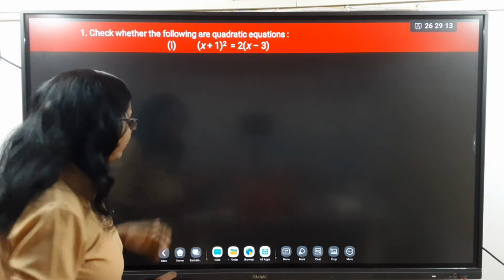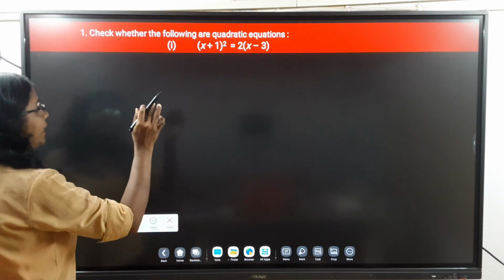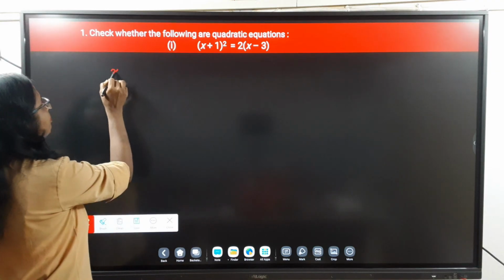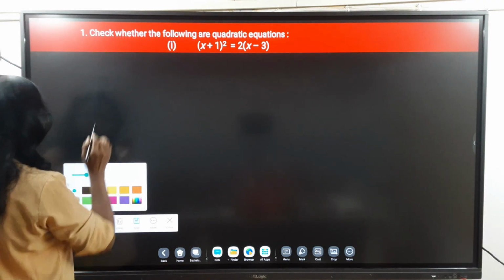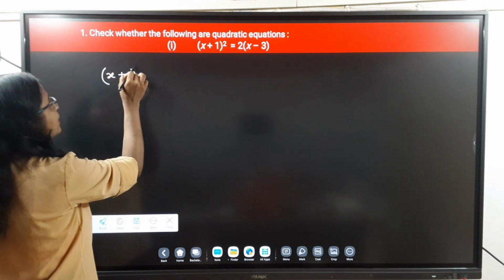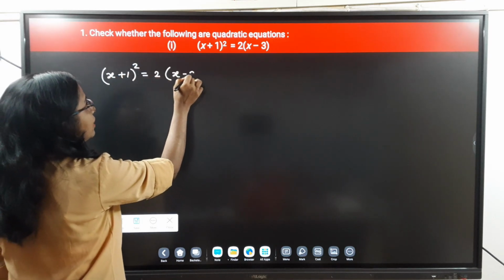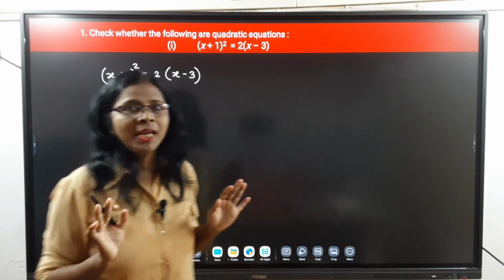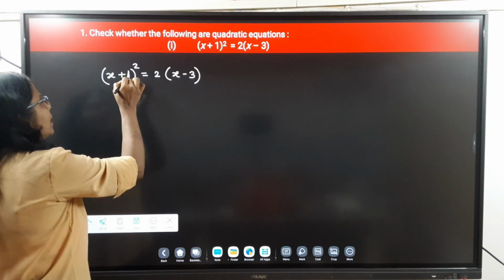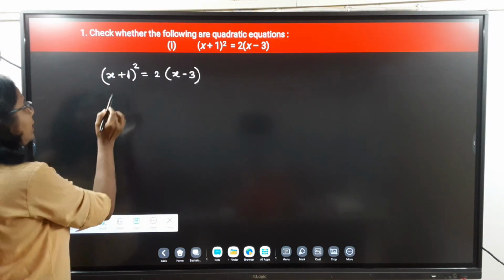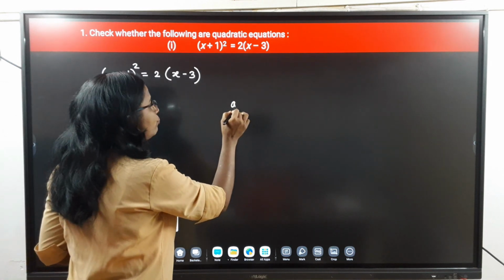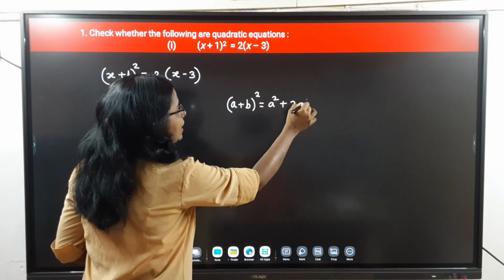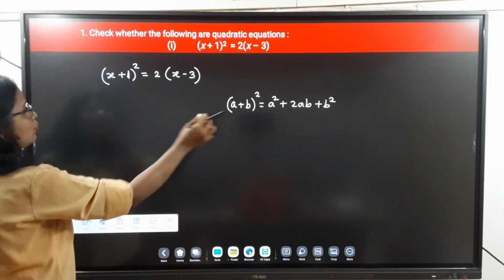So let us see the first example. Here I write down the given example as it is: (x + 1)² = 2(x − 3). First, students, I simplify this given equation. For the square of (x + 1), we use the formula (a + b)² = a² + 2ab + b². So here I use this formula.